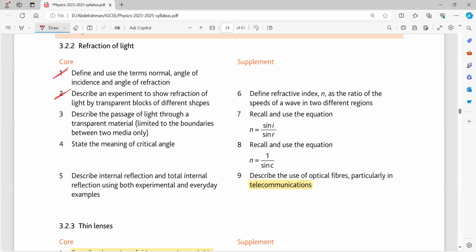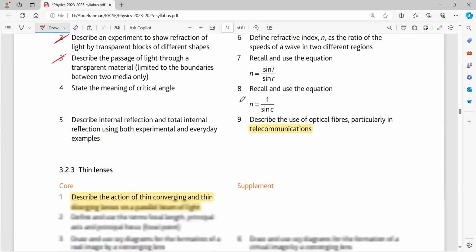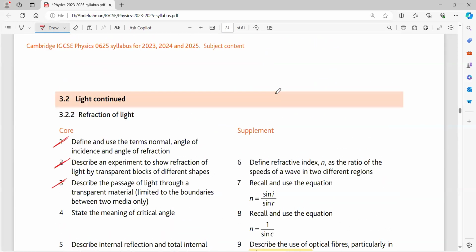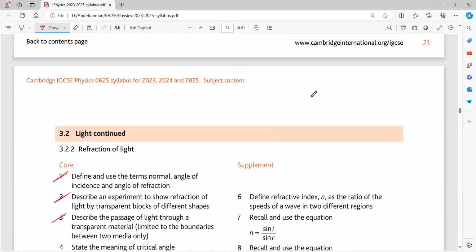Describe the passage of light through a transparent material, as it bends towards the normal. What is meant by the critical angle? As it moves from air to glass, or as it moves from air to liquid, what happens to the light? It bends, it gets closer.